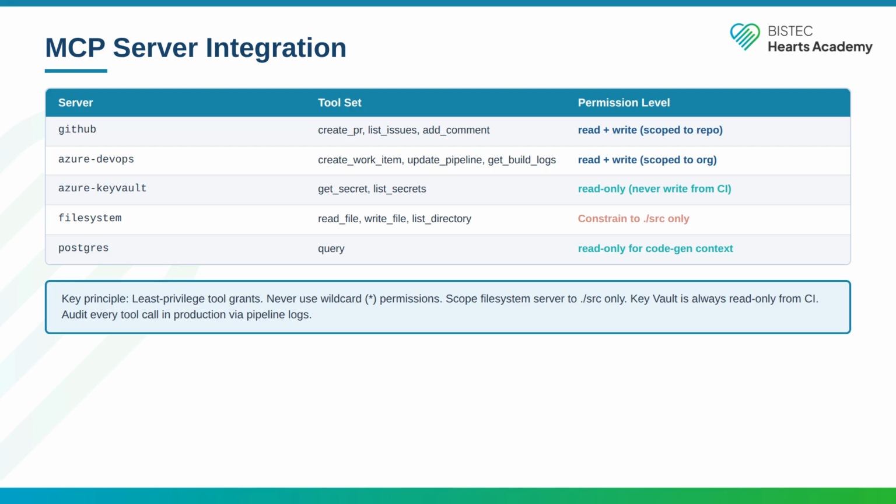The overarching principle is least privilege. Grant the minimum tool set that the job actually requires, and never use wildcard tool permissions. Explicit enumeration of allowed tools is the only way to reason about what Claude can and cannot do.